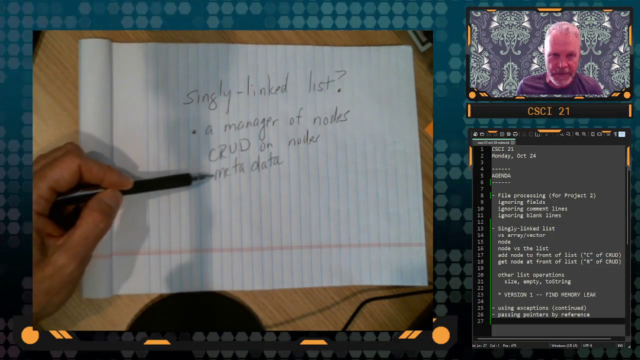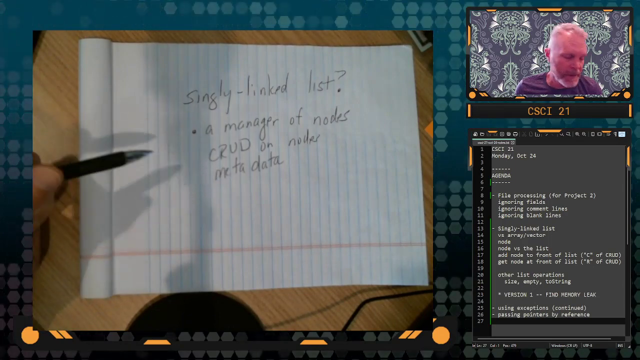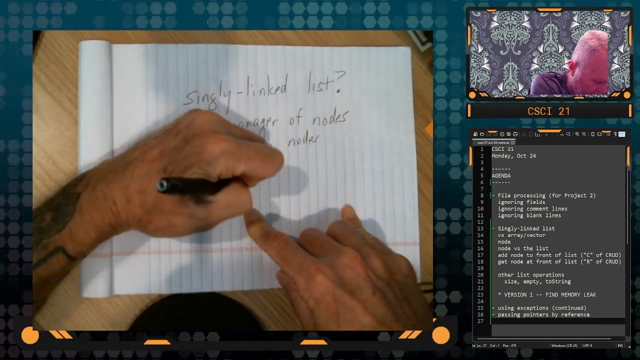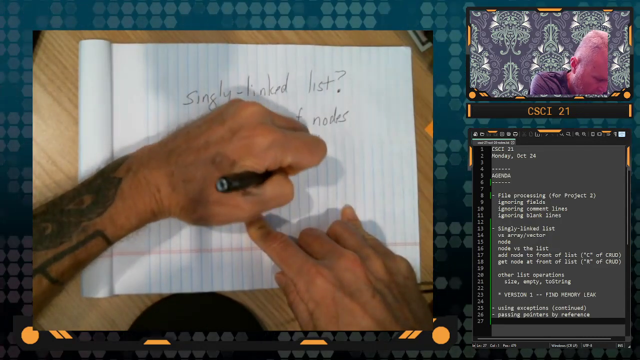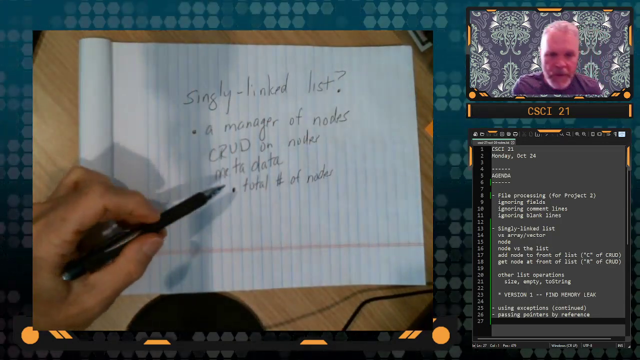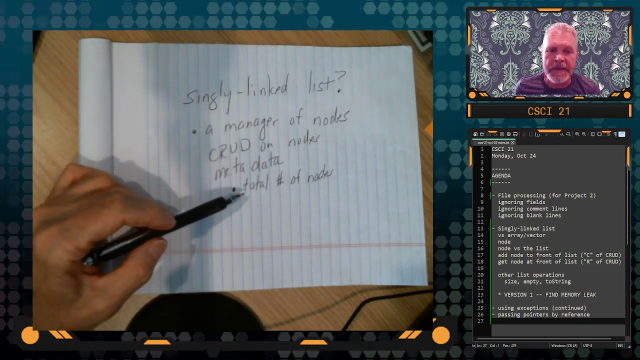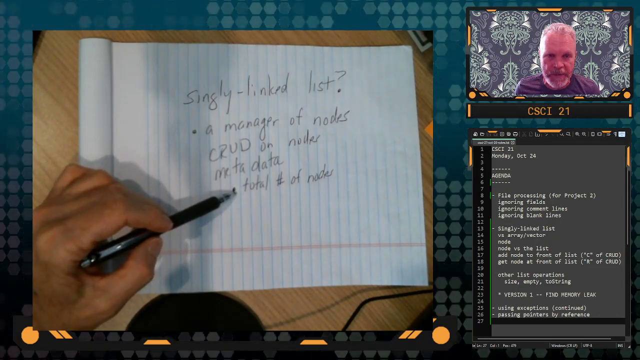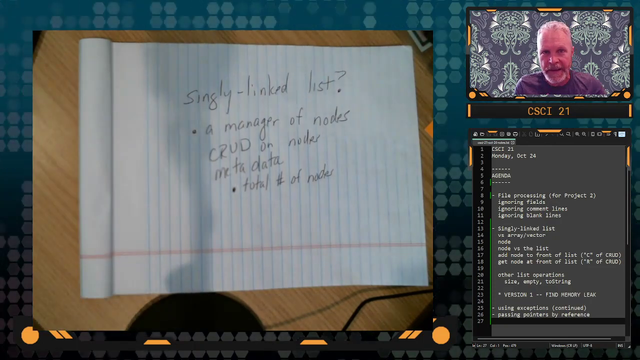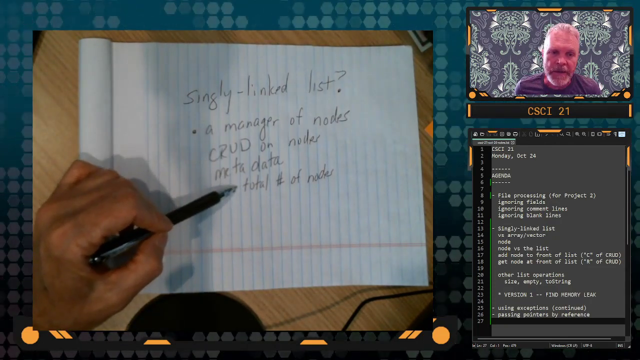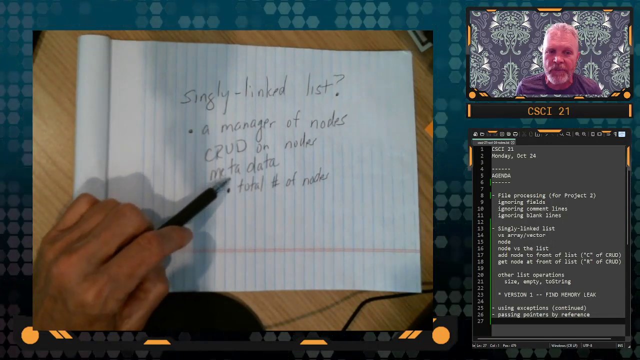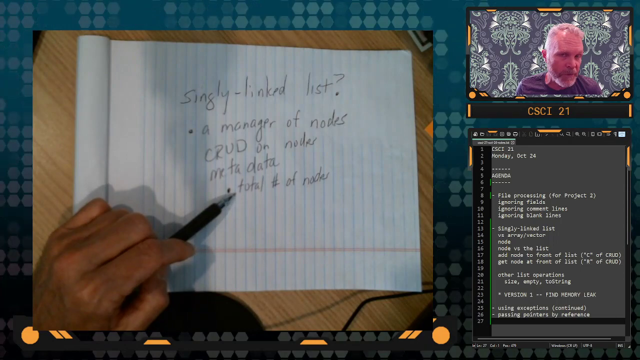It will also manage metadata on the list. So what I mean by metadata is things like the total number of nodes. So no single node can keep count of how many nodes are present because each individual node only knows about its own data and its connection to the next node down. So the singly linked list manager can be used to keep track of metadata such as how many total nodes are here right now.